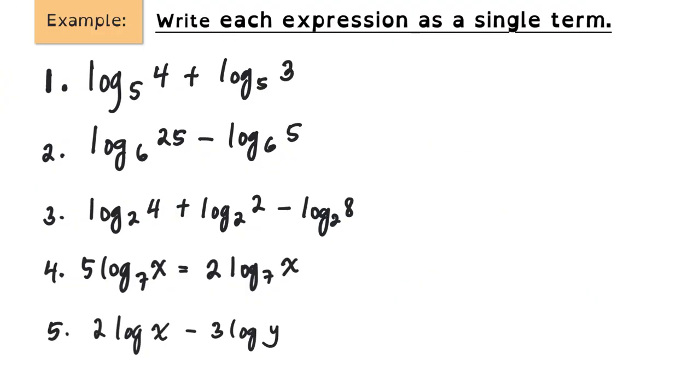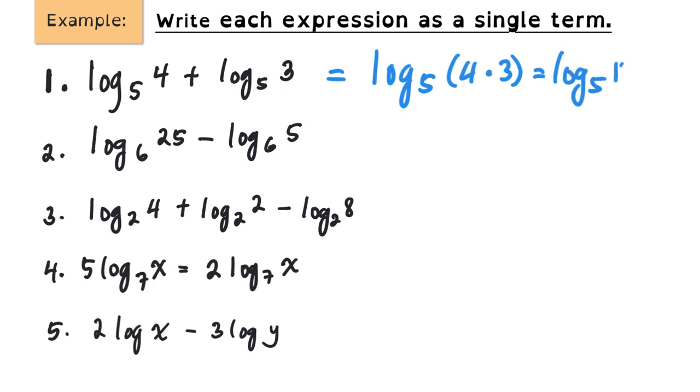Okay, so this time let's reverse the process. Earlier you were given a condensed one, and then you were expanding it. This time you are given the expanded form, and you're going to put it as a single term. So number one, let's say log base 5 of 4 plus log base 5 of 3. This is going to be a multiplication. If you're going to put them together, that's going to give you log base 5 of 4 times 3. So the final answer is going to be logarithm base 5 of 12.